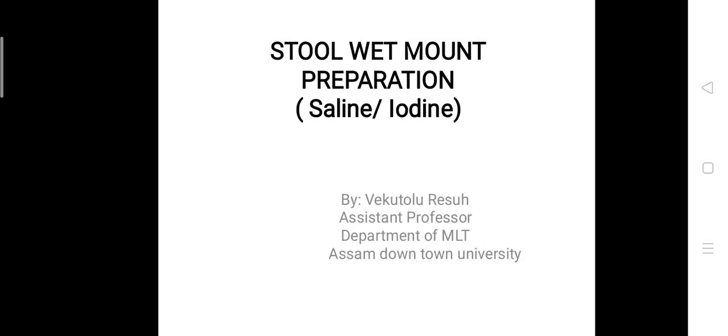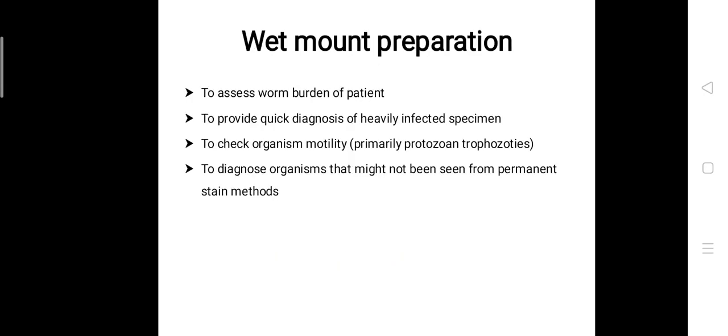Today I'll be talking on the stool wet mount preparation by saline or iodine. The main objective of this wet mount preparation for the stool by saline or iodine is to assess worm burden of the patient, then to provide quick diagnosis of heavily infected specimens, then to check the organism motility, primary protozoa, trophozoites, cysts, then to diagnose organisms that might not be seen from permanent stain methods.